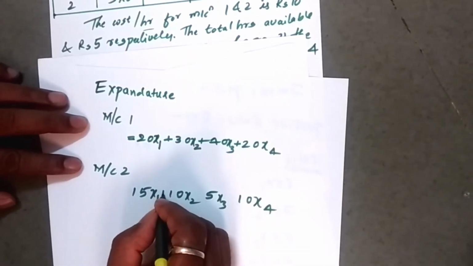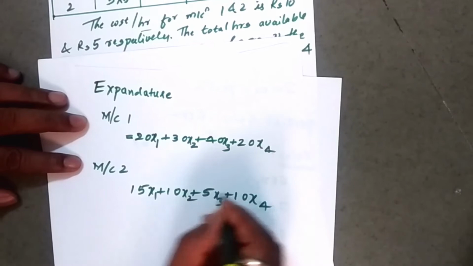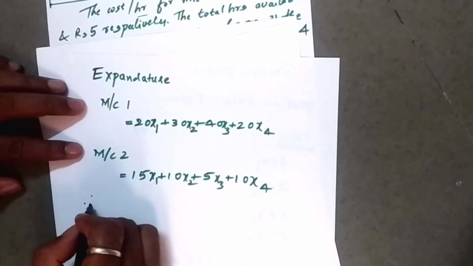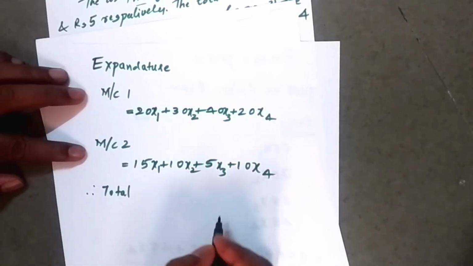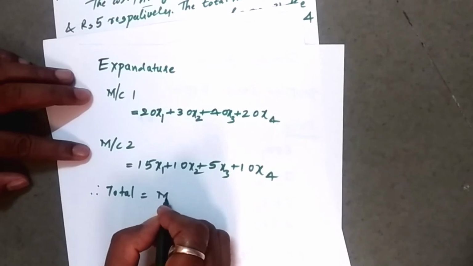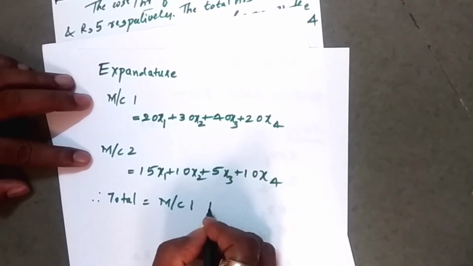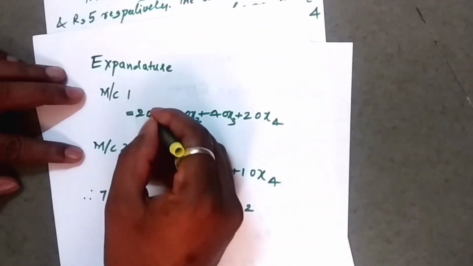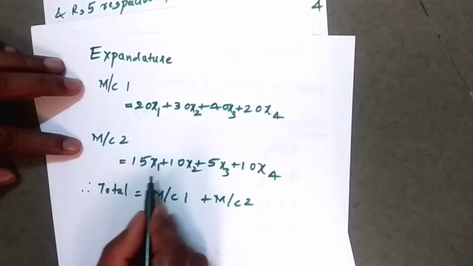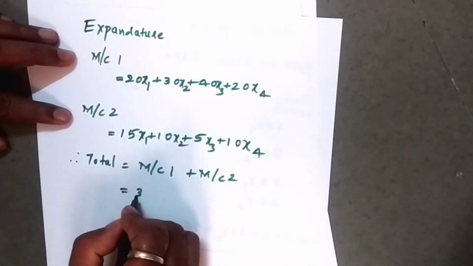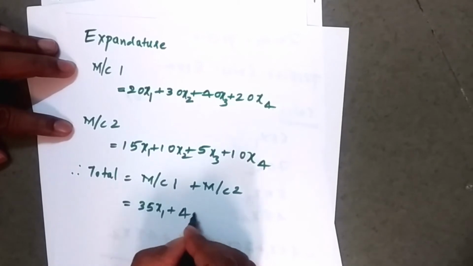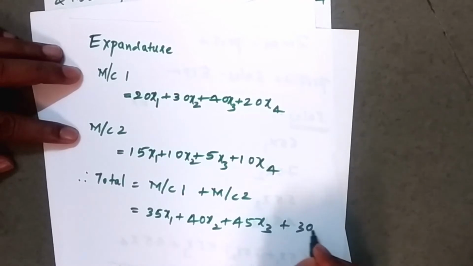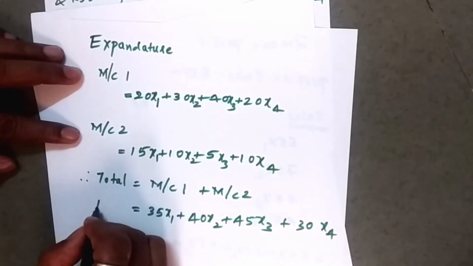So the total expenditure is like this. We have to add this. So machine 1 is this and machine 2 is this. Therefore I should calculate my total expenditure now. So total expenditure is nothing but what? The total expenditure on machine 1 and the total expenditure on machine 2. So I should add this. After adding this, what will we get now? 20x1 plus 15x1 is 35x1. This is 40x2, this is 45x3 and this is 30x4. So this is my total expenditure.